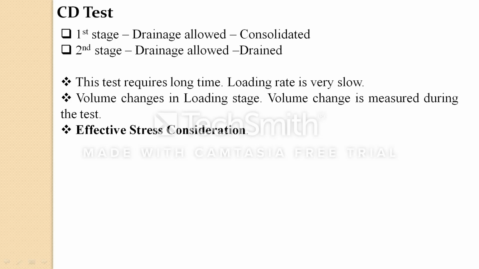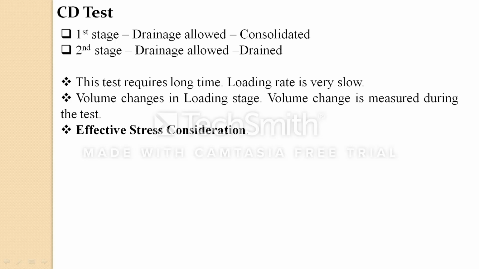Mind it, if the loading rate is quite rapid, then it can generate some excess water pressure, as we have discussed. So the loading rate also should be very slow, and the drainage should always be permitted for the second stage, that means for the shear stage. So this particular test requires a very long time, as the loading rate is very slow.